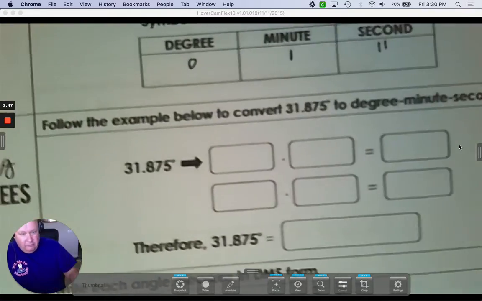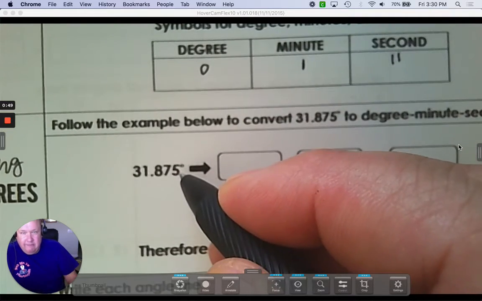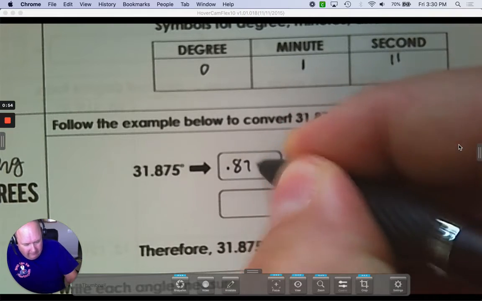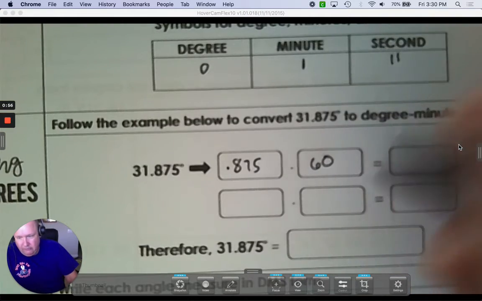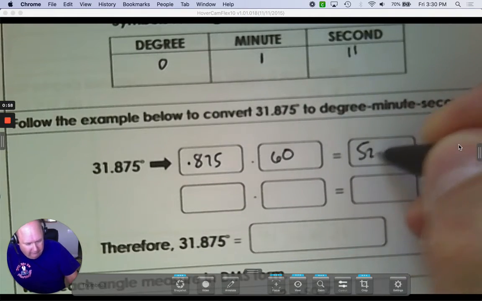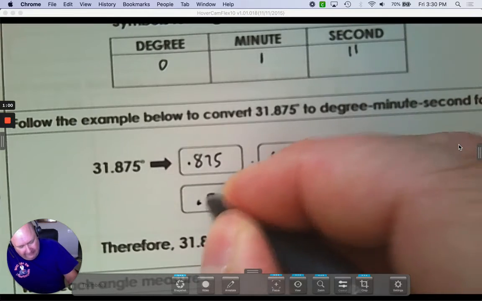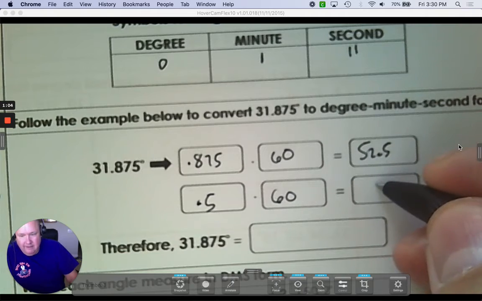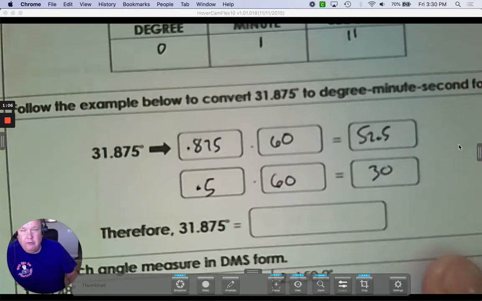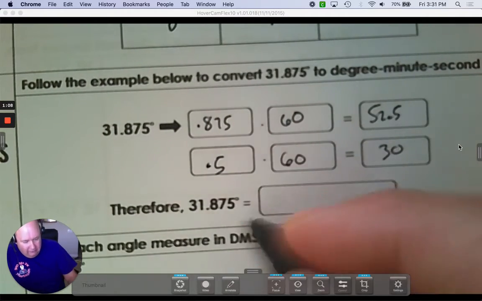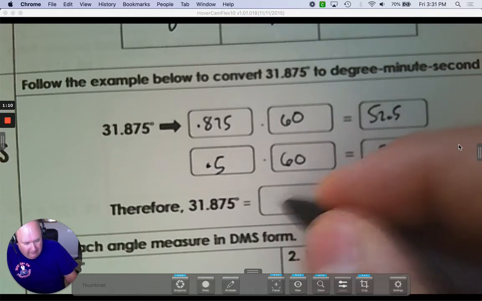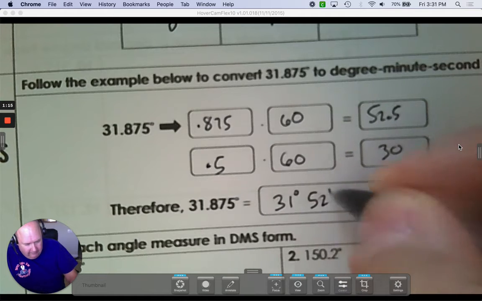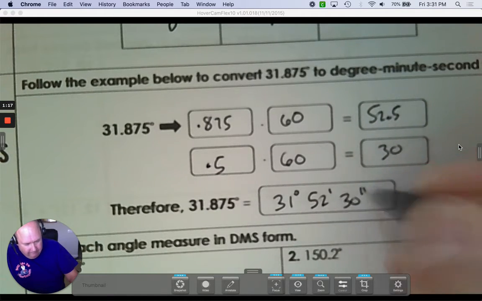So let's practice this. If I have 31.875 degrees and I want to convert it to DMS, then I take only the decimal and multiply it times 60. That gives me 52.5. Then I take the decimal again from that, 0.5, and again I multiply it times 60, and that gives me 30, and those are the numbers I'm going to use. So in degrees, minutes, seconds, you would have 31 degrees, 52 minutes, and 30 seconds. And that's how you do it.